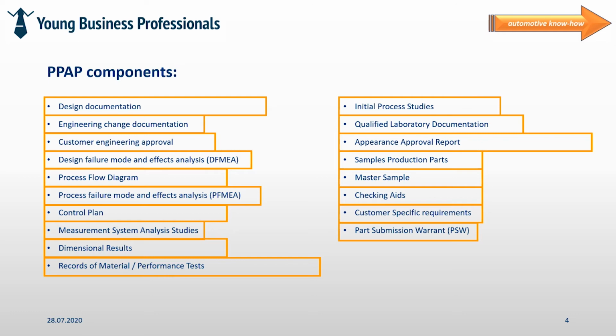But what's important to understand as well is that the one and only difference between PPAP Level 3 and PPAP Level 5 is that Level 5 includes this so-called on-site review. And so the customer has the right to visit the production plant and check all the documents and also the production of the product by himself locally.